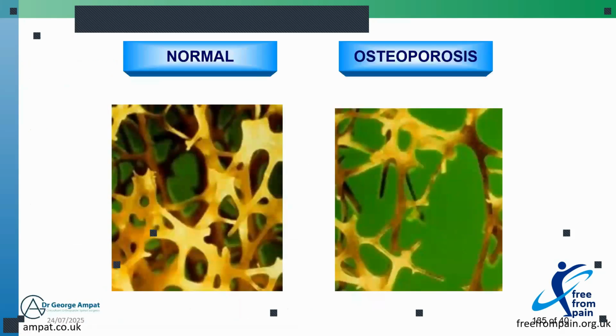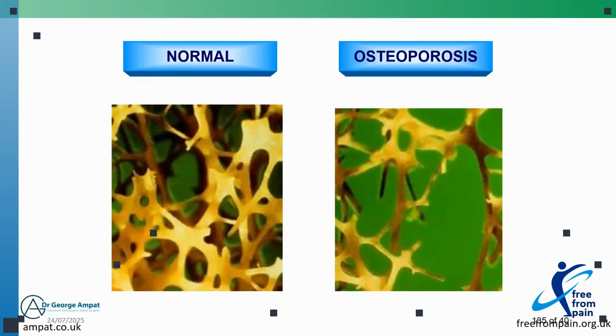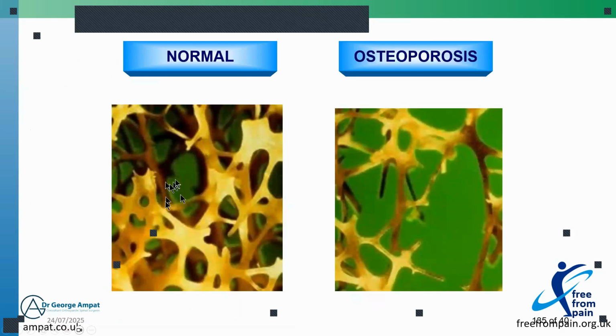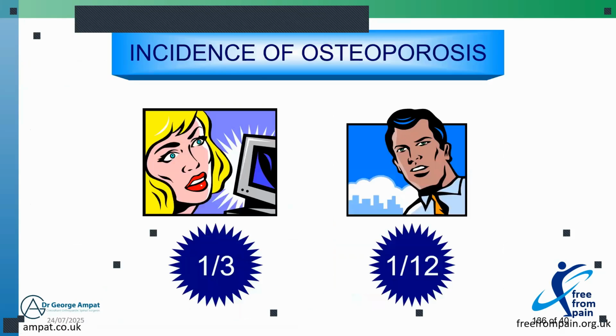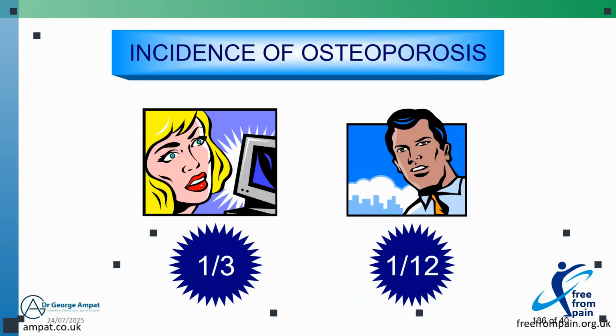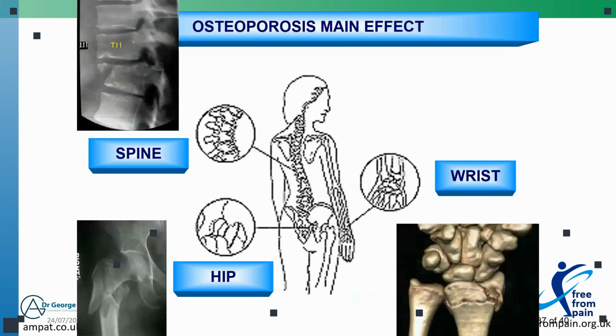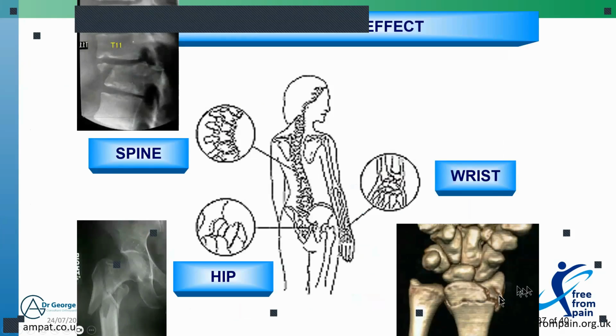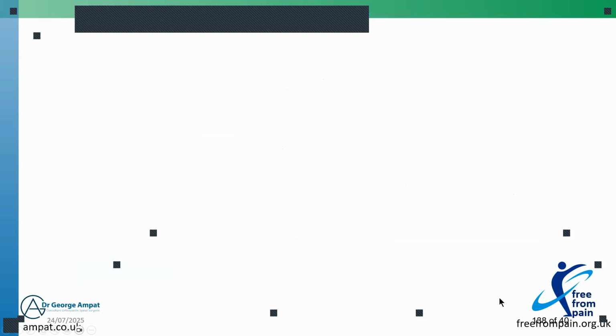A final word about osteoporosis. This is normal bone on the left, and the bone on the right is osteoporotic bone. So that's quite high. 1 in 3 women will get it, 1 in 12 men will get it, but much less in men, more in women, and especially after menopause. But the ideal thing is we need to exercise and strengthen the bones. And osteoporosis fractures are in the spine, in the hip, and in the distal radius. These are mainly the effect.